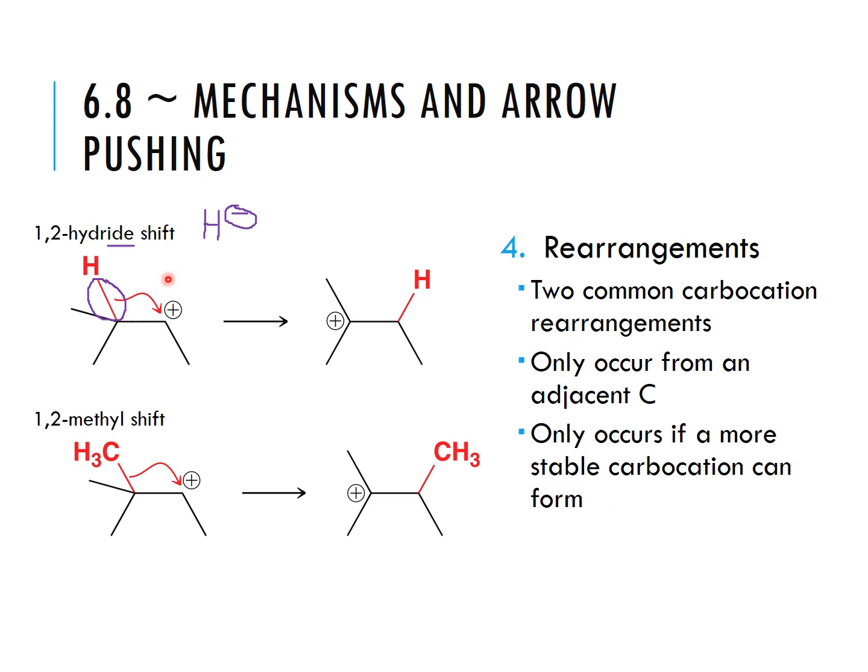It will only happen with hydrogens and methyls, hydrogen being the preferred method if available. And it will only happen between adjacent carbons, which is why they're called 1,2 hydride shift and 1,2 methyl shift. It's referring to how close they are together. They don't necessarily have to be on the first and second carbon of our chain.